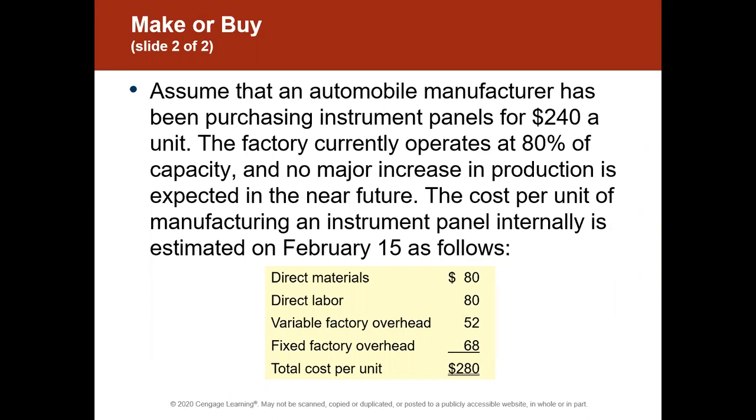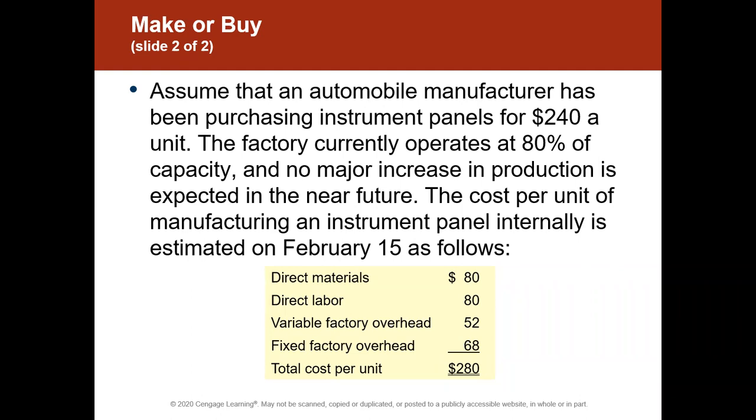So we have an automobile manufacturer that produces instrument panels for $240. The factory currently only operates at 80% of capacity, which means we could make them ourselves without any additional cost other than the variable cost, the direct material, direct labor, etc. Okay, so our cost per unit would be 280, but we can purchase them for 240.